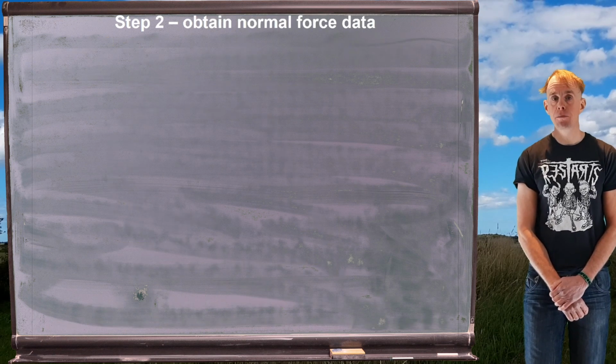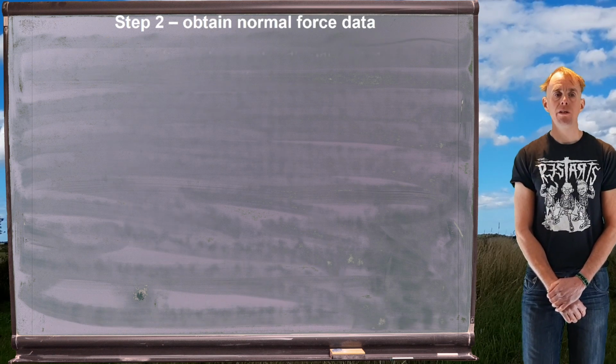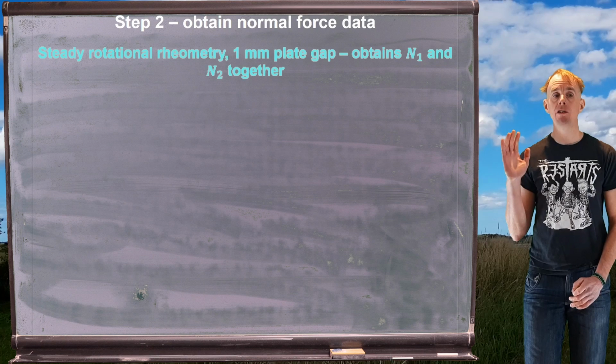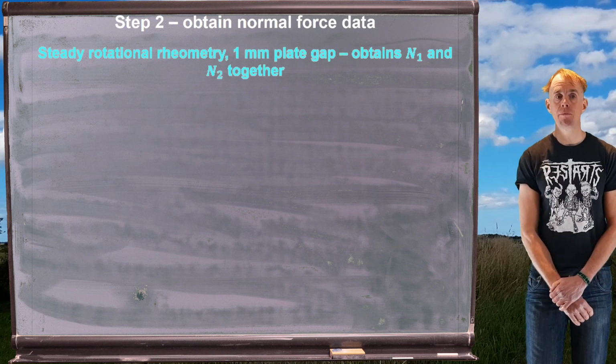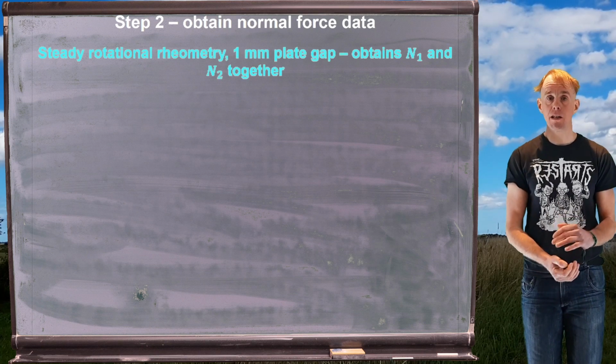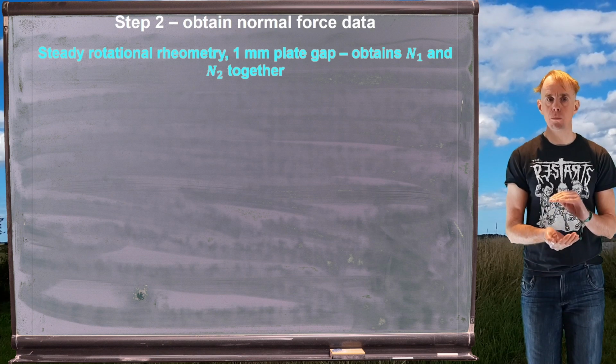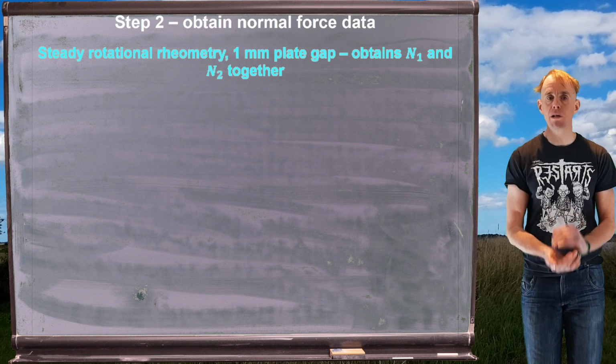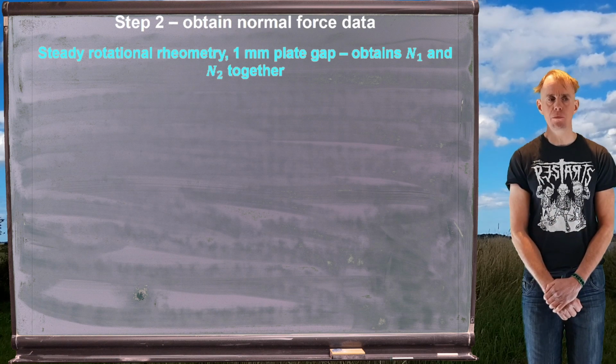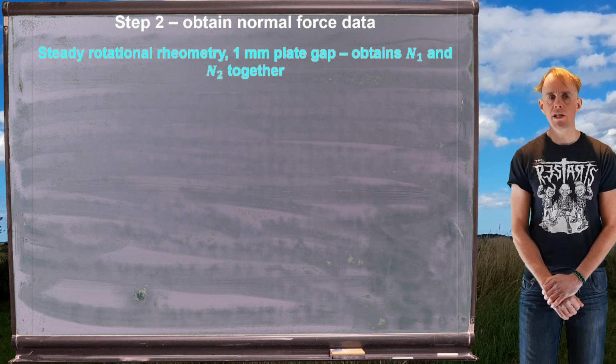So let's go and obtain some normal force data. So experimentally what I'm doing is I'm using steady rotational rheometry again. I'm using parallel plates, so I'm getting a combination of N1 and N2. I'm still using a 1 mm plate gap, and I'm still using roughened plates. So let's jump straight to the data.